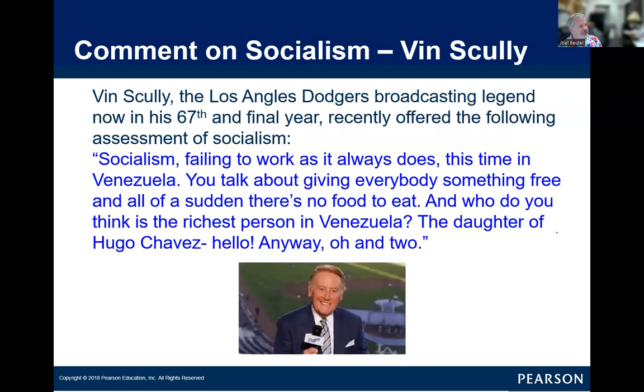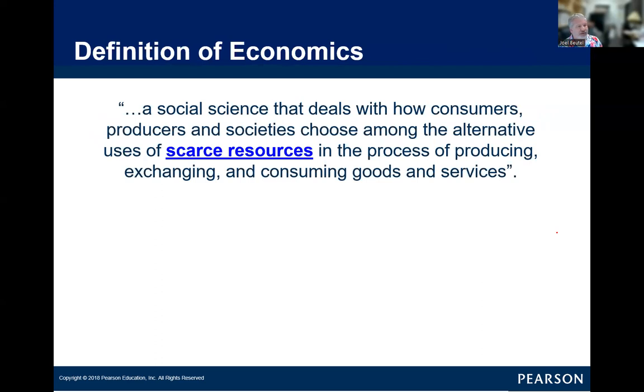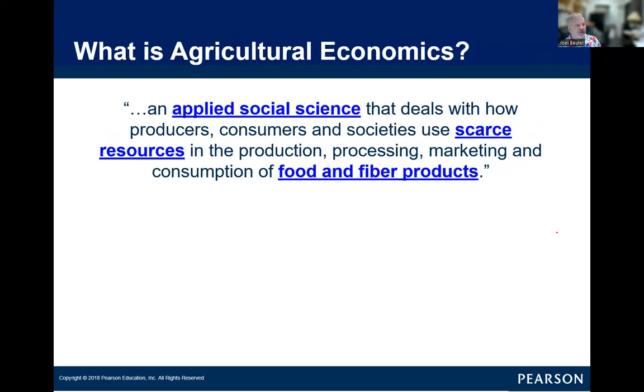Okay, you guys can read this on your own, just another commentary. So the definition of economics for this textbook: a social science that deals with how consumers, producers, and societies choose among the alternative uses of scarce resources in the process of producing, exchanging, and consuming goods and services. That's the definition you're responsible for. And then we've got our agricultural economics definition. It's an applied social science that deals with how producers, consumers, and societies use scarce resources in the production and processing, marketing, and consumption of food and fiber products.